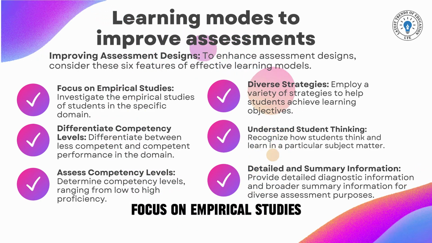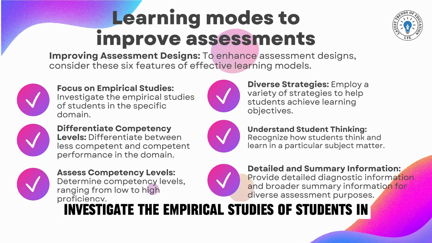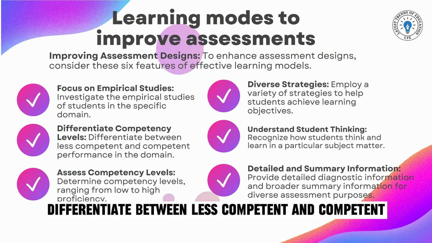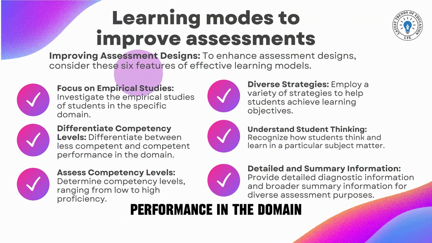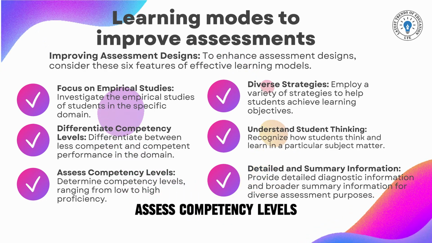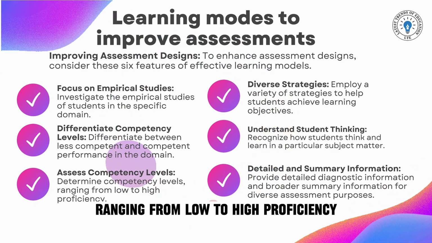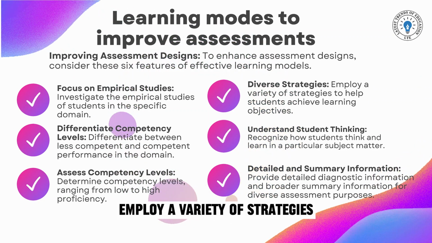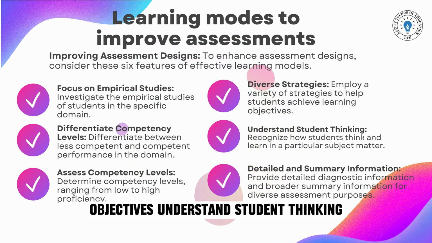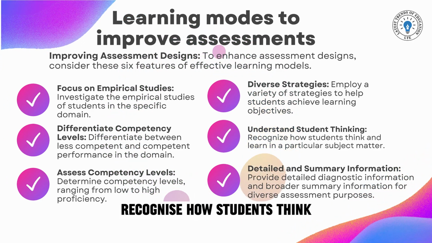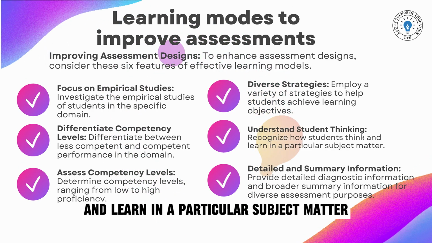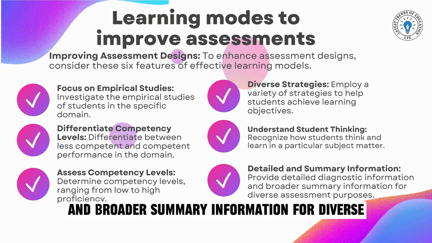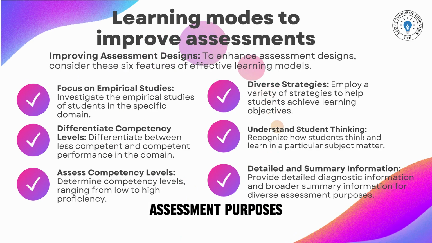Focus on empirical studies. Investigate the empirical studies of students in the specific domain. Differentiate competency levels. Differentiate between less competent and competent performance in the domain. Assess competency levels. Determine competency levels, ranging from low to high proficiency. Diverse strategies. Employ a variety of strategies to help students achieve learning objectives. Understand student thinking. Recognize how students think and learn in a particular subject matter. Detailed and summary information. Provide detailed diagnostic information and broader summary information for diverse assessment purposes.